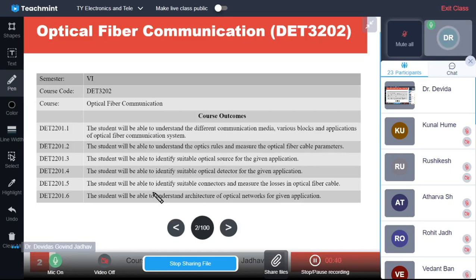Students will be able to identify suitable connectors and measure the losses in the optical fiber cable. Students will be able to understand architecture of the optical network for a given application. So we are now dealing with the connectors and optical loss in the fiber in this chapter, unit 5.